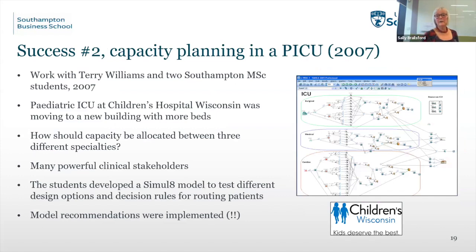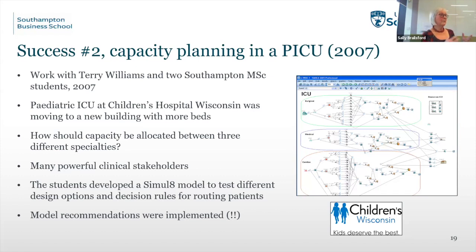So my second one was joint work with my former colleague Terry Williams and two master's students. This was a summer project for the two students. The students went to Children's Hospital Wisconsin in Milwaukee. At the time, they were moving to a new building, and the problem was how should they allocate these extra beds between three different specialties: medical, surgical, and cardiac.